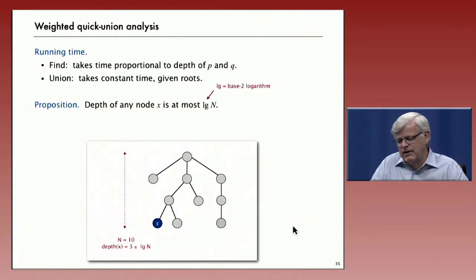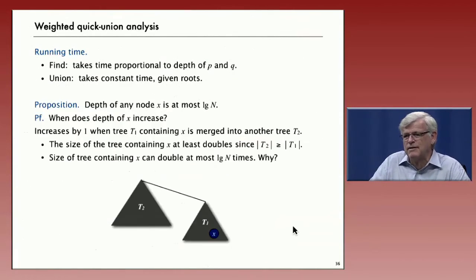And so if n is 1,000, that's going to be 10. If n is 1,000,000, that's 20. If n is 1 billion, that's 30. It's a very small number compared to n. So let's look at the proof of that.